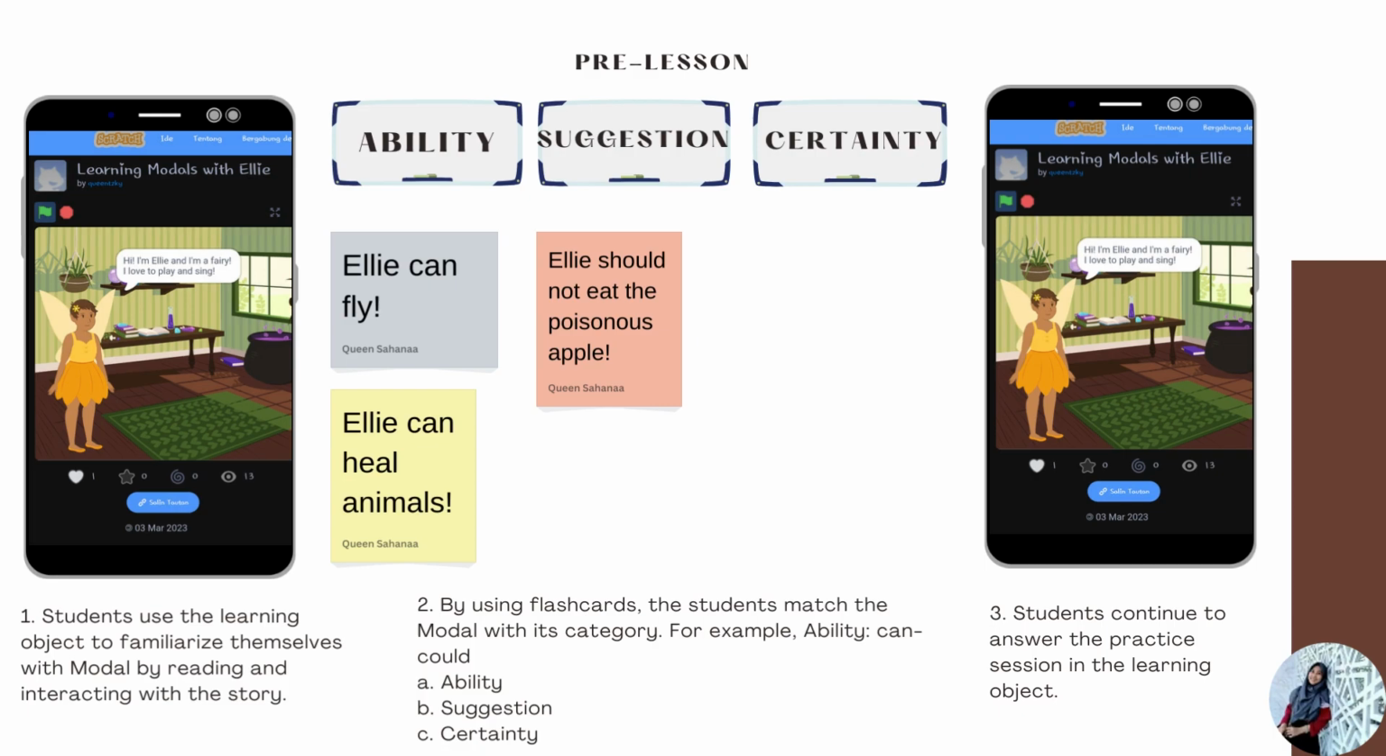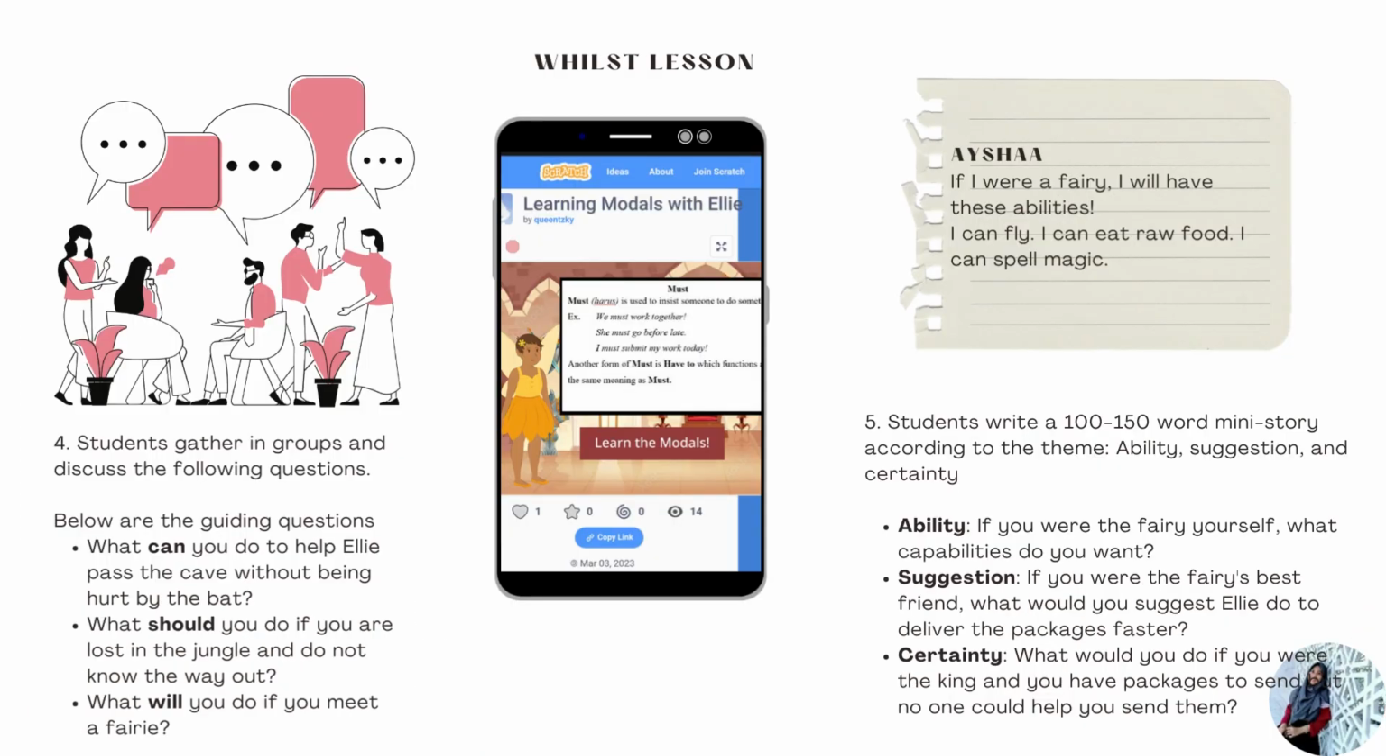And then, having some background knowledge about the modals, the teacher asks the students to go back to the learning object and answer the questions presented in the learning object. Then, for the whilst lesson, the students gather in groups of 3 to 4 to do a group discussion. Each student should have at least two answers to each question presented, so they will have a total of six answers, but it can be adjusted to the needs of the classroom. If six answers are too difficult, maybe we can reduce it to one answer for each student. It depends on the classroom environment and also the students' ability.